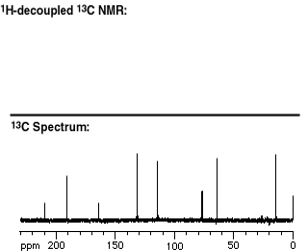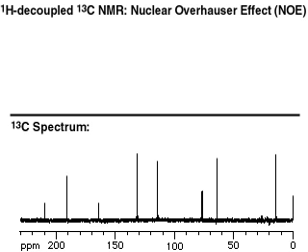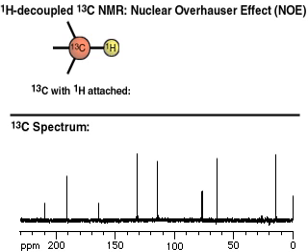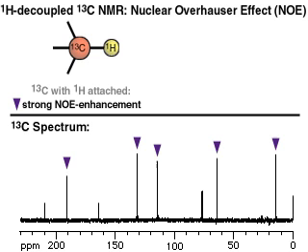In a proton decoupled spectrum, the signal of carbon-13 is enhanced through the nuclear Overhauser effect, or NOE. Only carbons attached to hydrogens experience a significant NOE enhancement. The more hydrogens, the stronger the effect.